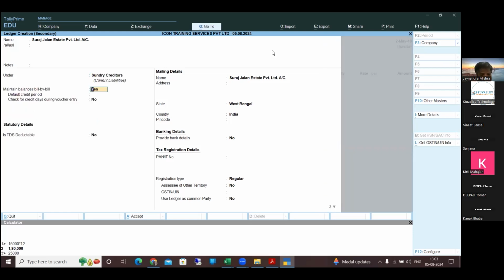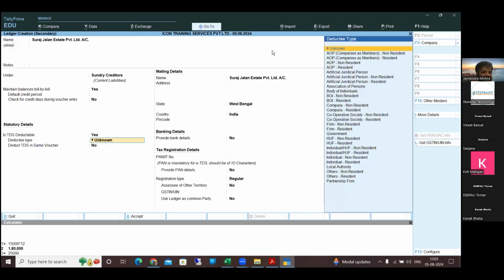And yes. Bill by bill balance, make it yes. Credit period is not required. Look at here, friends. Is TDS deductible? Do we have to deduct TDS? Yes, friends, we have to deduct TDS.